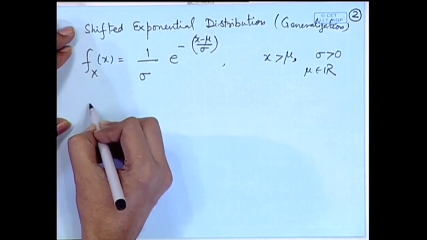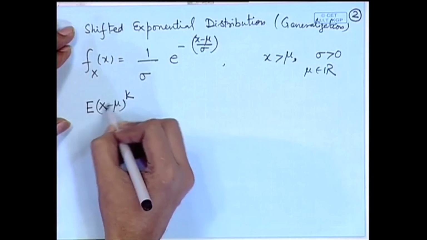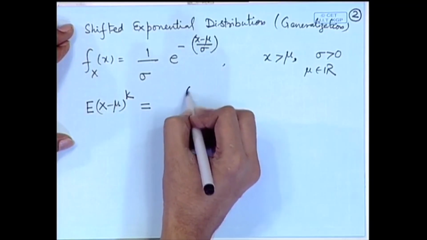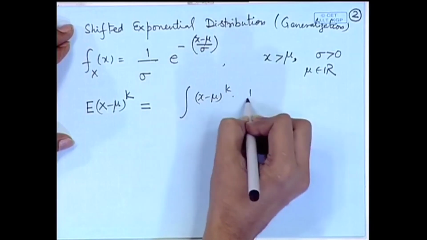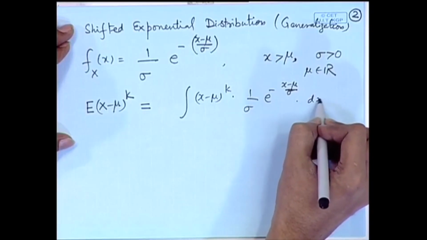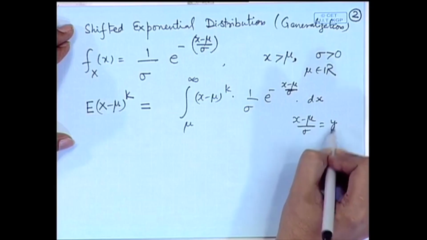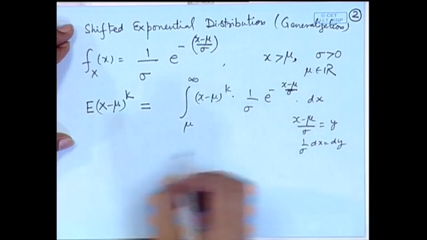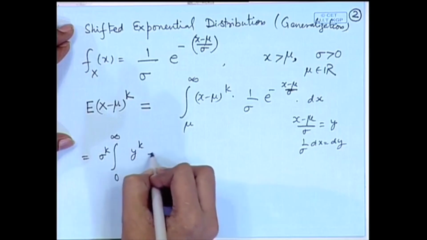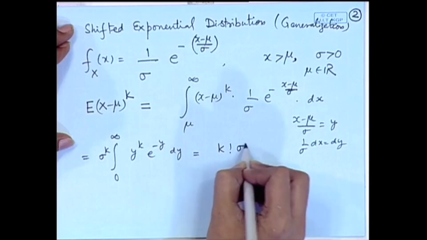So, let us consider the expectation of (x minus mu) to the power k, which is of course not necessarily the central moment, because we have not shown that mu is the mean. However, for convenience we are considering this. So, it is equal to the integral of (x minus mu) to the power k times 1 by sigma e to the power minus (x minus mu) by sigma dx from mu to infinity. So, we may put (x minus mu) by sigma equal to y, that is 1 by sigma dx is equal to dy. Then this is equal to the integral from 0 to infinity of sigma to the power k y to the power k e to the power minus y dy, that is equal to gamma of k plus 1, or k factorial, times sigma to the power k.